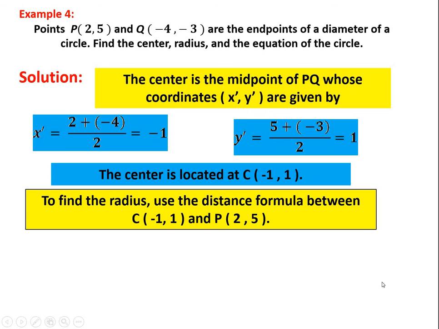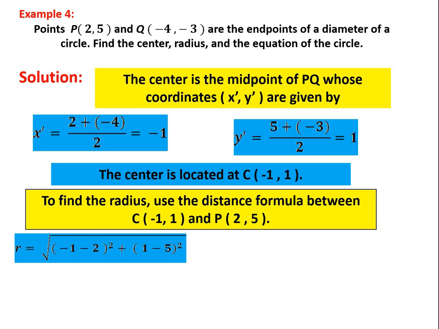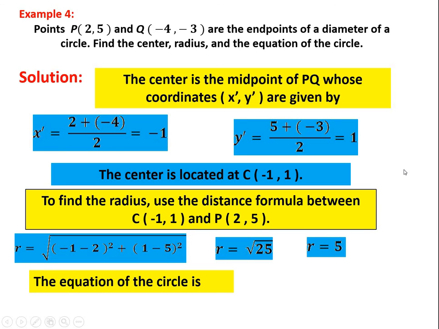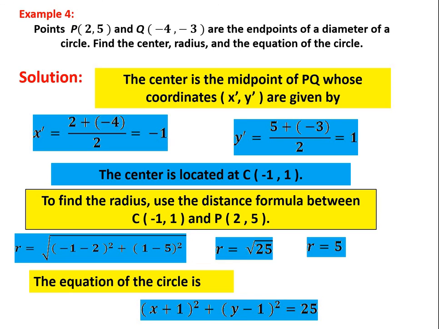To find the radius, use the distance formula between the center (-1, 1) and point P(2, 5). Using the formula, r is equal to the square root of (-1 minus 2)² plus (1 minus 5)², which equals the square root of 25. And the square root of 25 is simply equal to 5. And that is your radius. By substitution, the equation of the circle is (x + 1)² + (y - 1)² = 25.